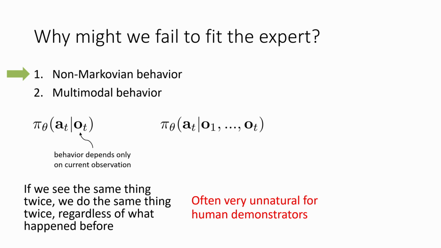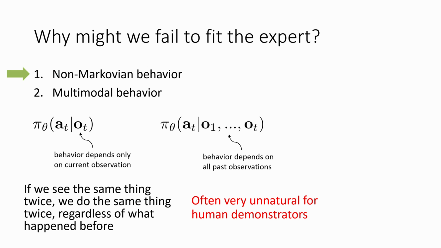So maybe a better model might be something that produces a distribution over the action conditioned on a history of past observations. Because if you do that, then you can account for these patterns. So the behavior might depend on all past observations. Now, this is very easy to write down on a slide like this, but in order to actually implement this, you have to do a little bit more work.